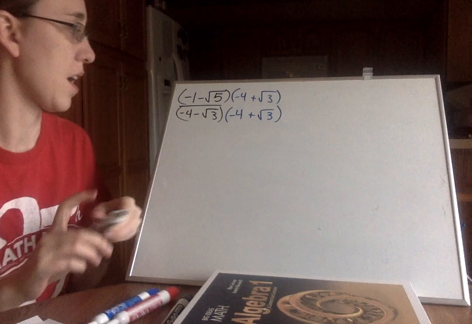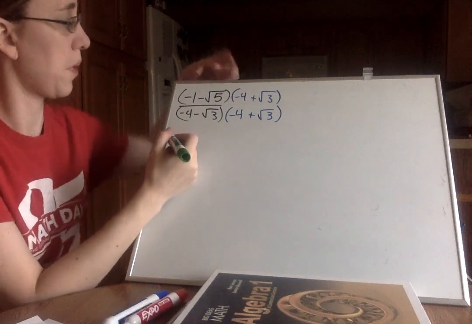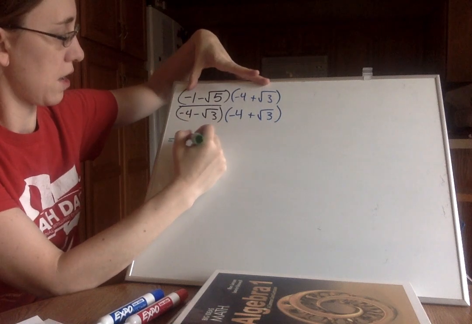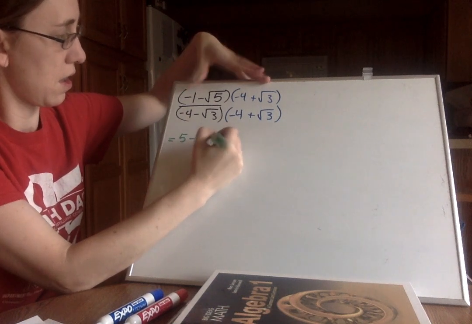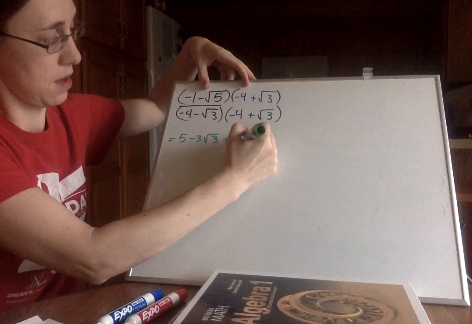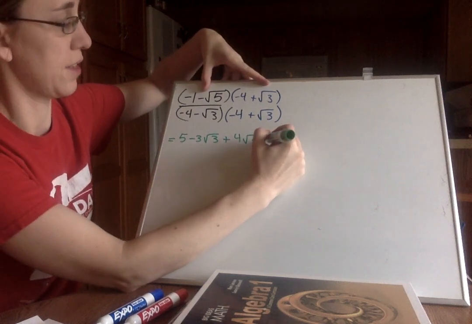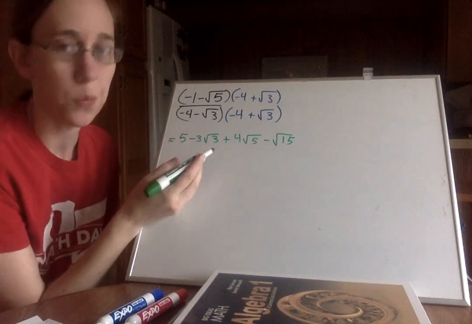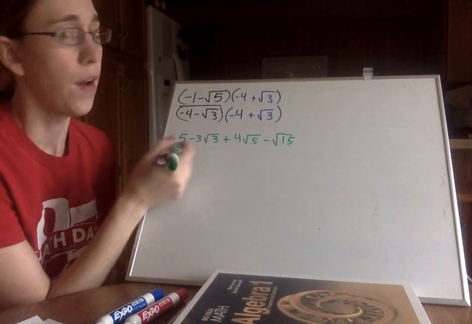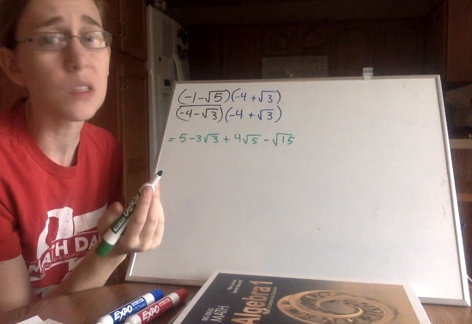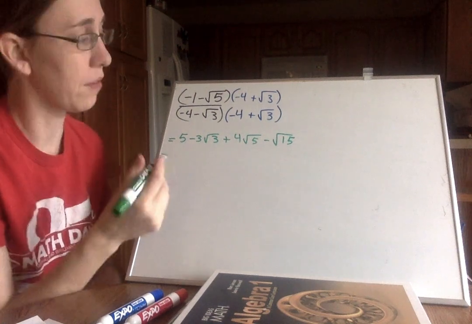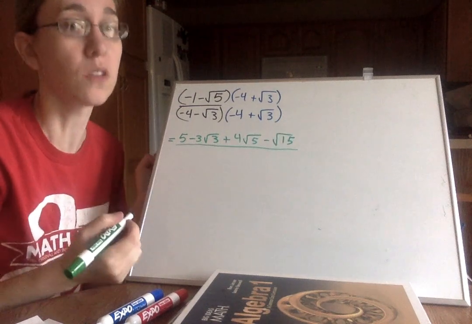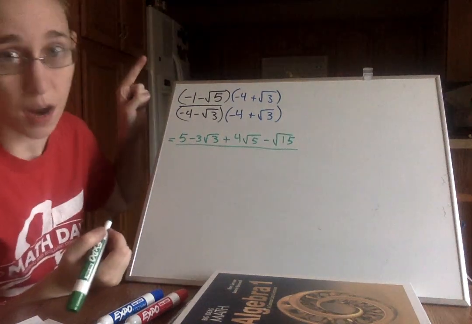Okay, time to FOIL on the top. First, outside, inside, and last. Now this time when we see no perfect squares, no like terms, that just means they're all going to stay in the top, and we can't really do a lot with it. And that's okay. You will get very weird answers for these. On the top, not on the bottom.